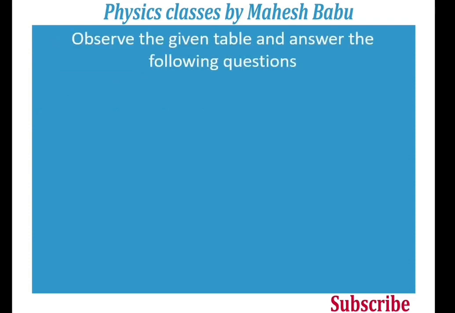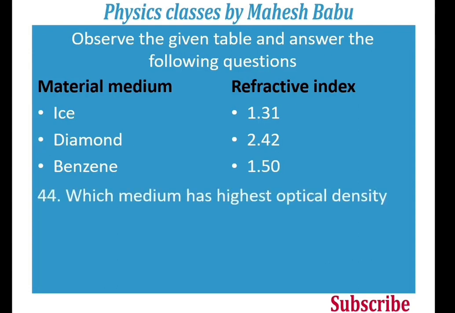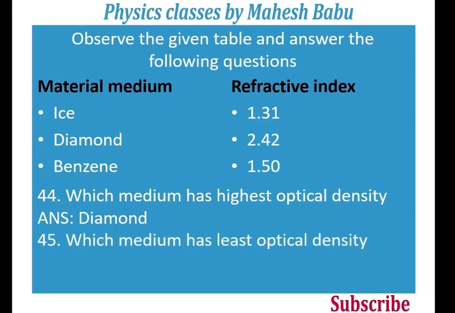Next, observe the given table and answer the following questions. Material medium and refractive index: ice 1.31, diamond 2.42, benzene 1.50. Now the question is, which medium has the highest optical density? Which medium has more refractive index? More refractive index means more density. That is diamond.